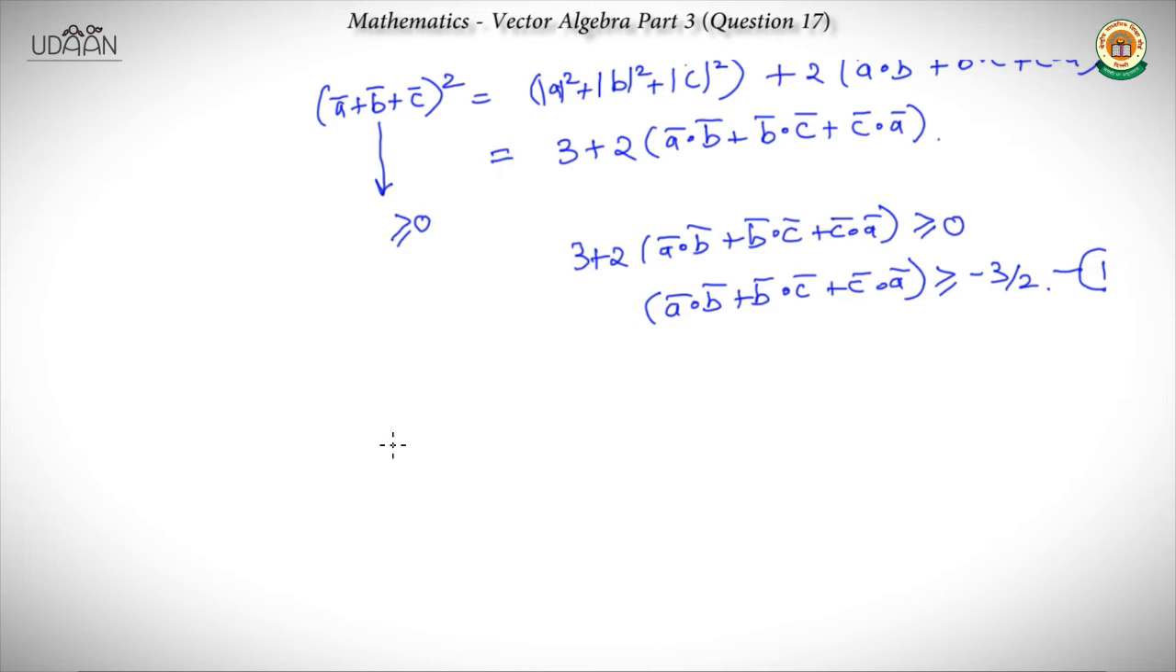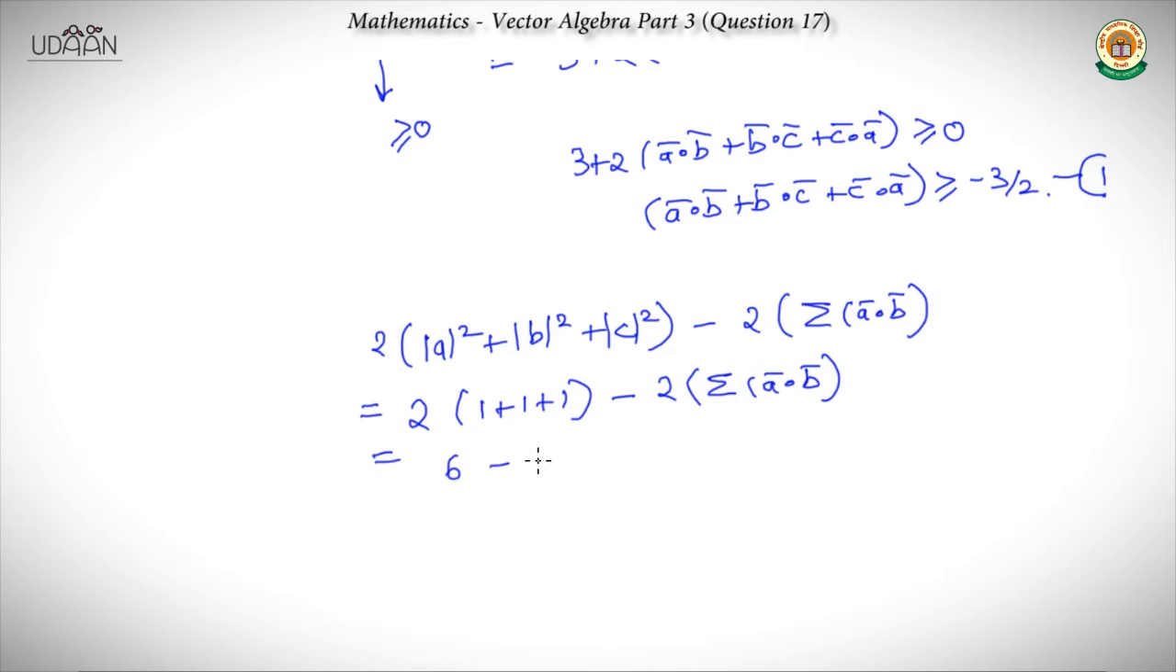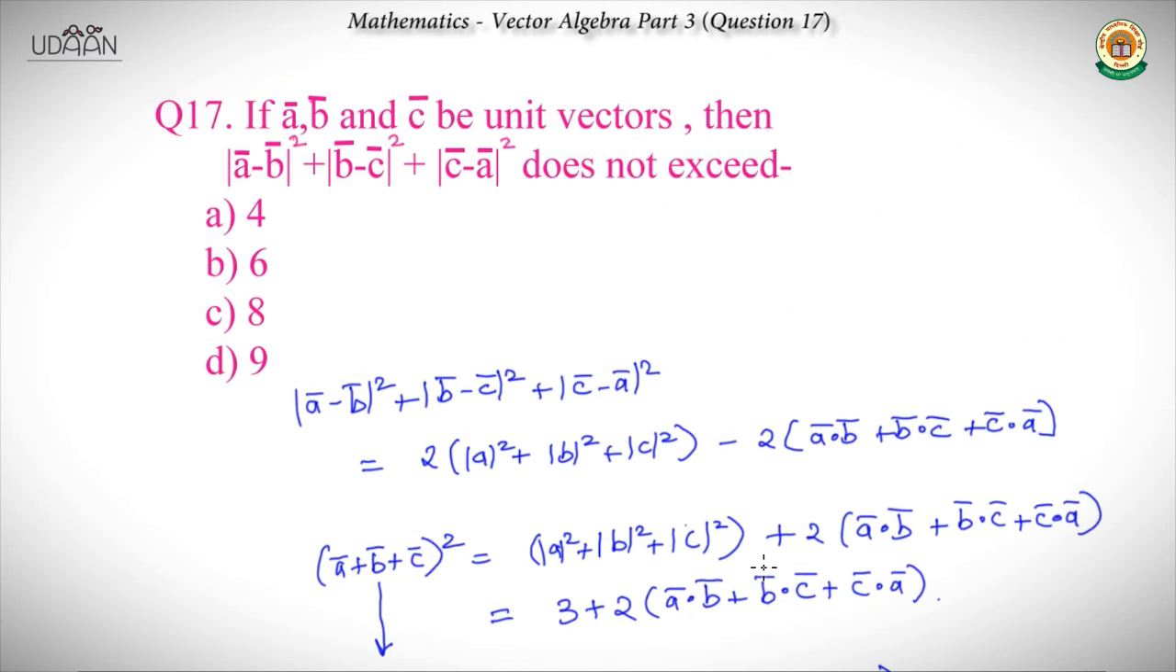Now the value which we wanted to find was 2 times mod a square plus mod b square plus mod c square minus 2 times summation of dot products. Now this will turn out to be 2 times 1 plus 1 plus 1, as they are given to be unit vectors, minus 2 times summation a bar dot b bar. So it will turn out to be 6 minus twice summation a bar dot b bar. This is how we represent the sum of all dot products taken 2 at a time.